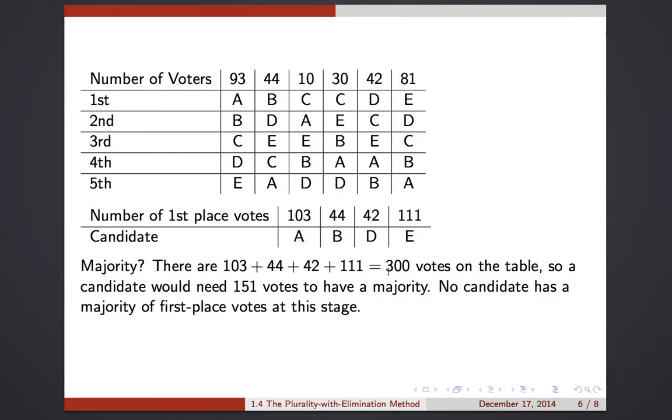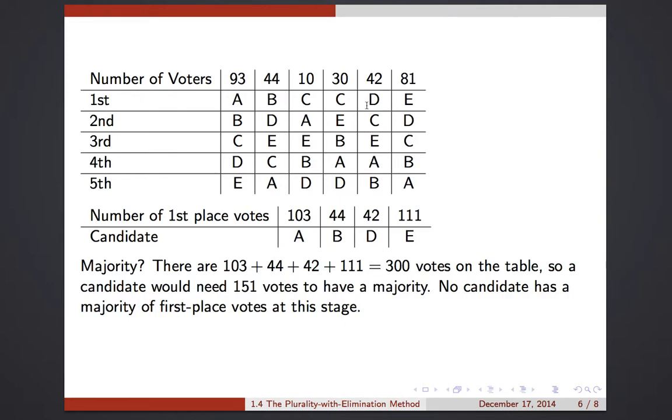So that means you're just going to have to do the same thing again. You have to identify the person with the fewest first place votes and kick them out. In this case now, notice D has the fewest first place votes, right? So the next thing we're going to do is kick out D, okay?